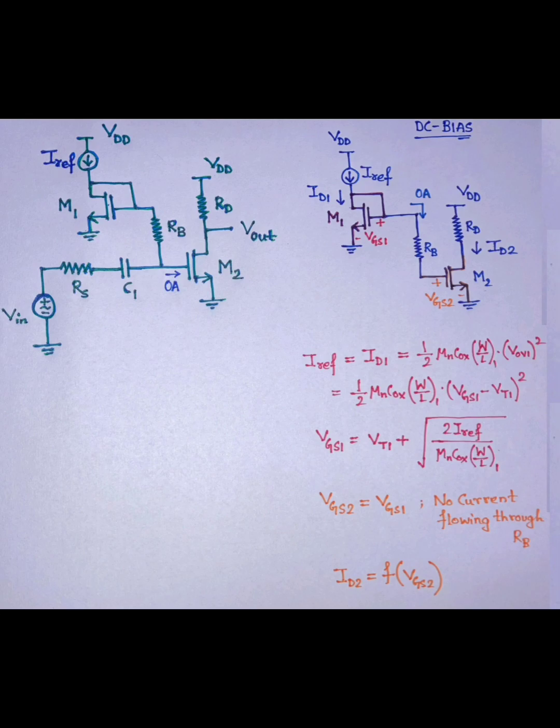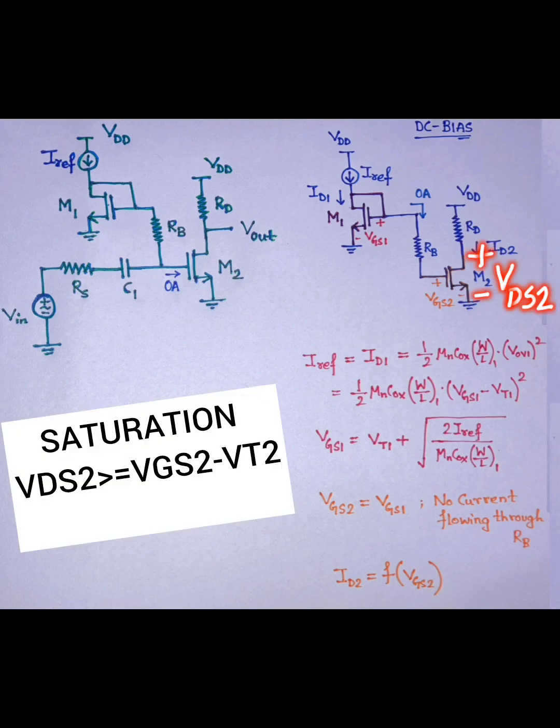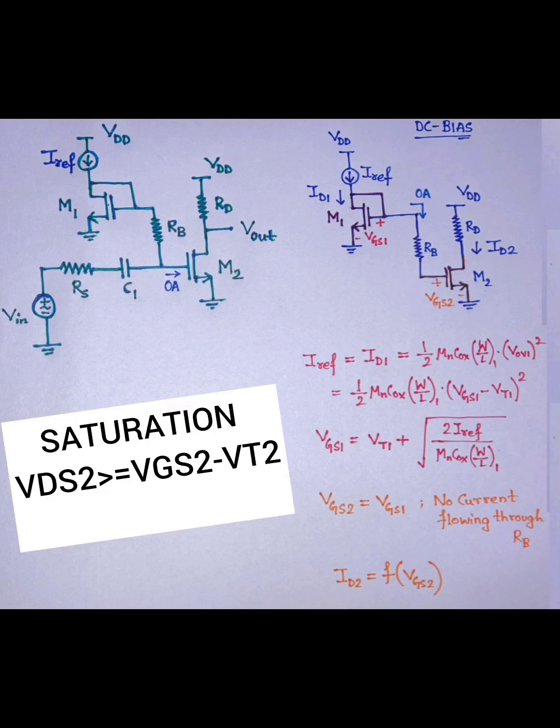Since this VGS2 is developed, if VGS2 is greater than VT2, which is the threshold voltage of the M2 transistor, and your drain to source voltage of M2 is greater than VGS2 minus VT2, then it will be in saturation, and there will be a saturation current ID2 flowing through here. So we have to design RD in such a way that your VDS2 is greater than VGS2 minus VT2, where VT2 is the threshold voltage of your MOSFET M2. This is how we bias the circuit in saturation.